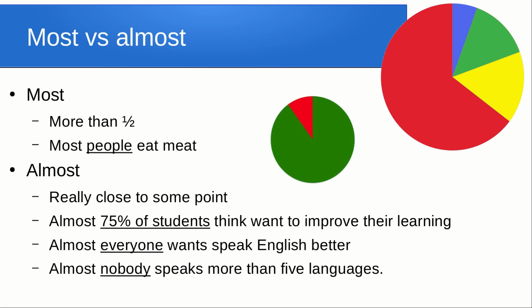But following almost, you're going to have some point that you're referring to. After most, you're usually going to have some noun. Almost, you will not have just some noun. Like you would never hear almost people. That does not make any sense at all. You cannot say almost people. You can say almost all people, but you have to have that all there. But you could not say most all people. That also doesn't make sense. So we use most and we use almost in very, very different ways.